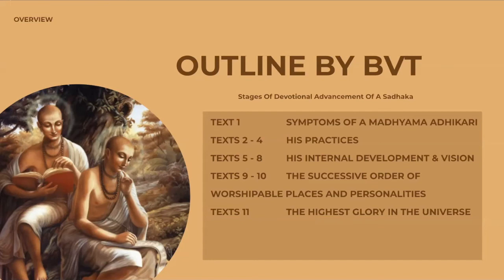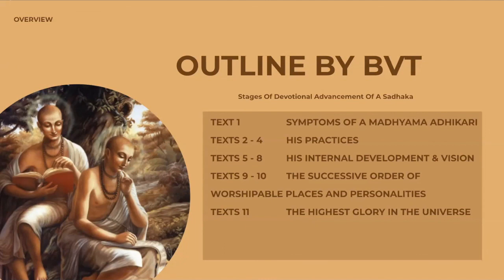He says the first verse gives the symptoms of a Madhyamadikari. Who is a Madhyamadikari, and what does he practice? That is given in verses 2, 3, and 4. Because of his practices, what is his internal devotional development? What is the vision that he develops? Because of his external practices, he develops an internal attitude, and a spiritual development happens internally. Because of that spiritual advancement he develops a certain kind of vision of how he sees the world, and as his spiritual vision increases, how does he worship different places and personalities, and what is the highest ambition of this person who gradually advances to the next stage of Uttamadikari?